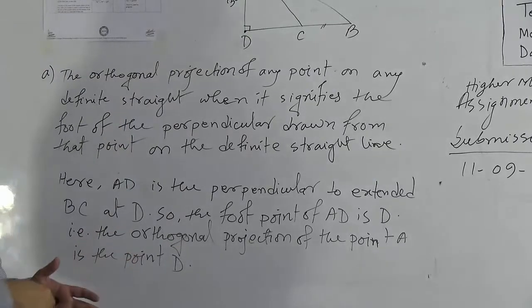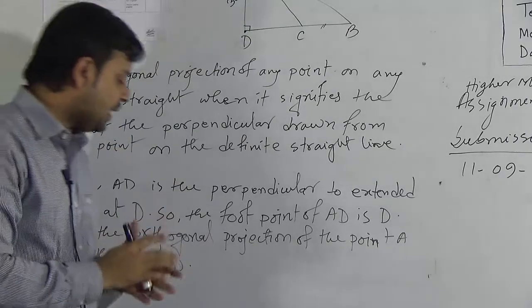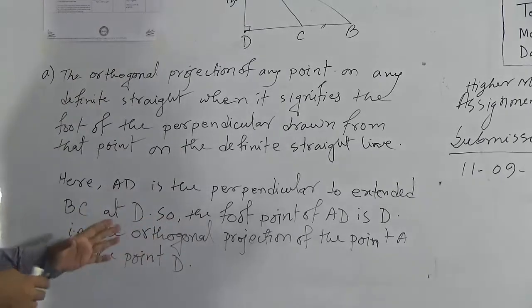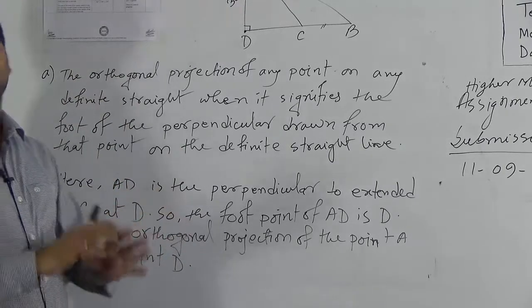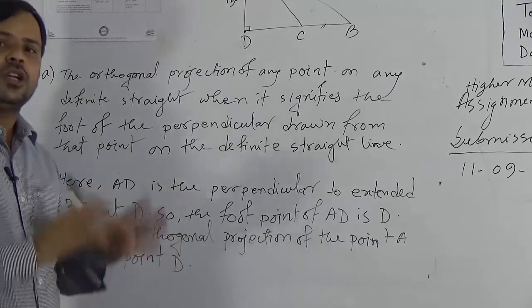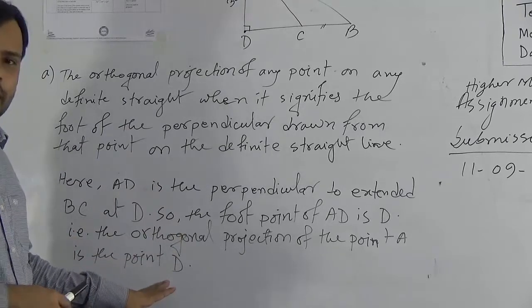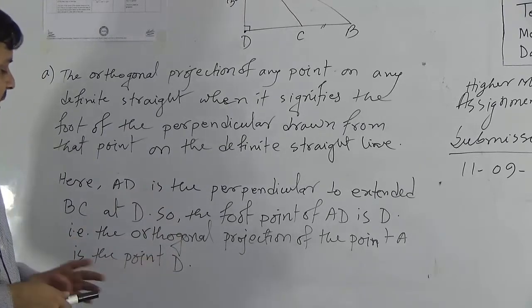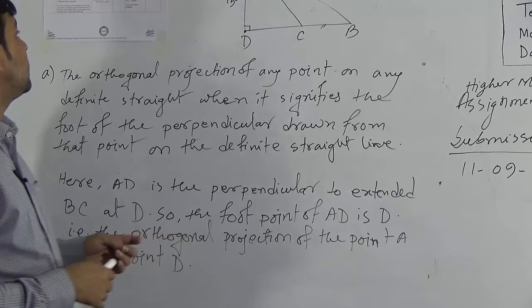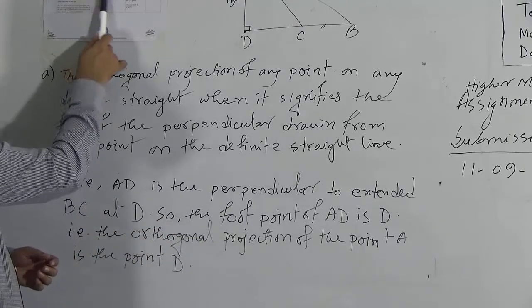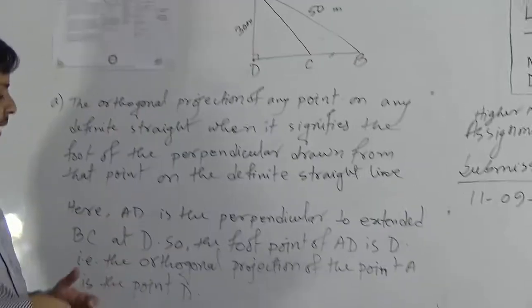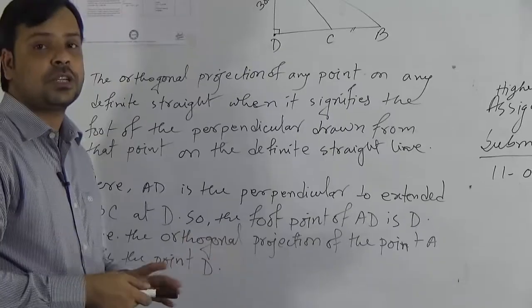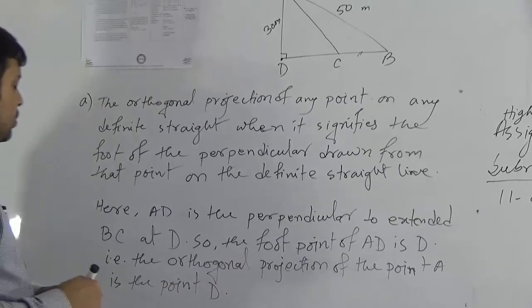As D is a point, and dear students, you know that the point has no dimension. So D has no dimension. So we can say the length of the orthogonal projection, as we need to mention the length, will be 0.